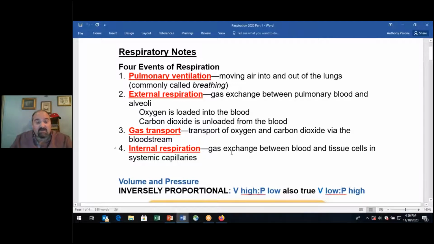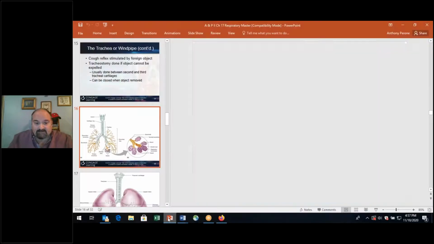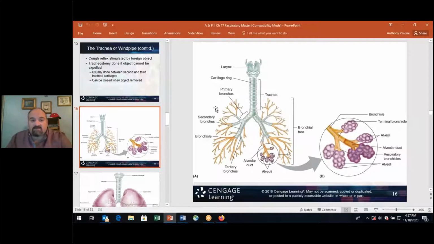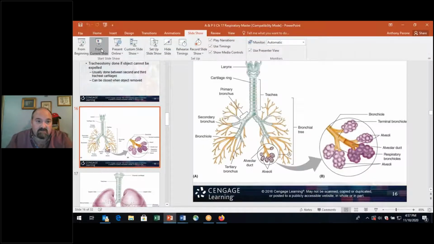And then internal respiration, the gas exchange between the cardiovascular system, the blood, and the cells of the tissues. So let's keep that in mind: pulmonary ventilation, external respiration, internal respiration, the differences between them, and the gas transport, what's taking place. We'll discuss that more in a few minutes.